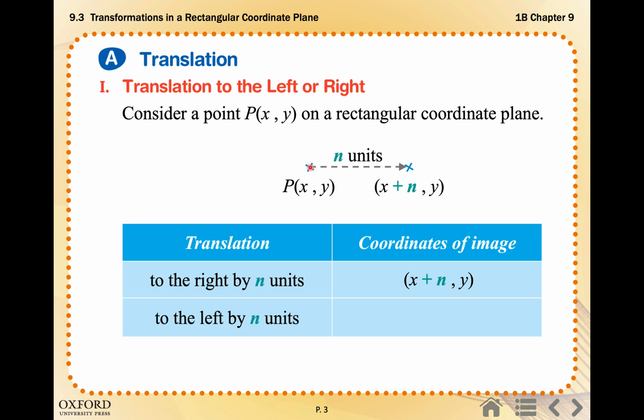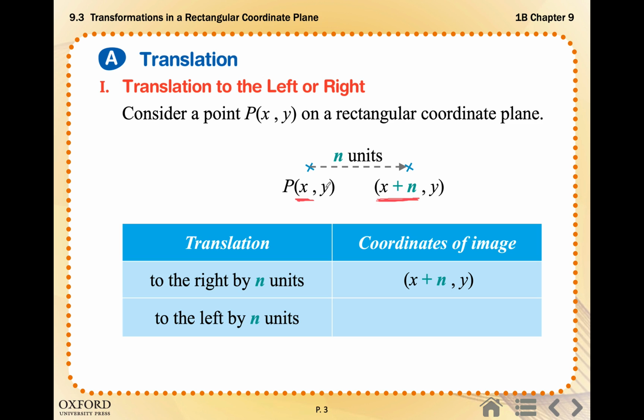But because the movement is to the right hand side, the x coordinate should change. Let's look at the x coordinate. The original point P has x. If it goes to the right hand side, the x coordinate should plus how many units for the movement? That is n units. So you have to plus n for the x coordinate only, but no change for the y coordinate.